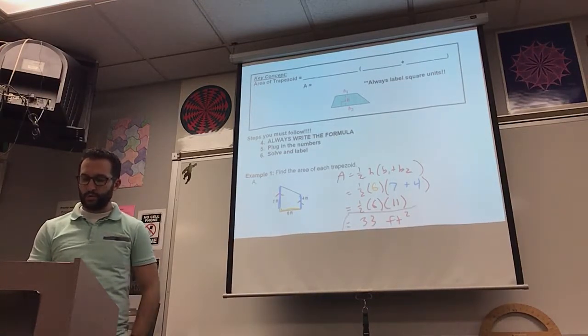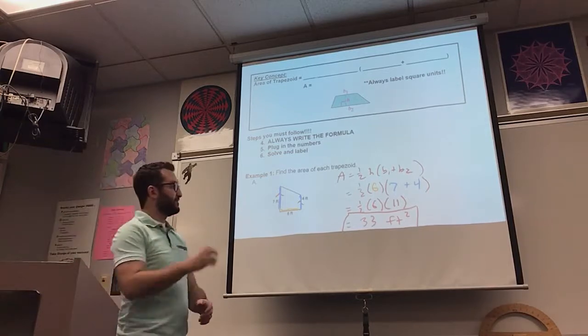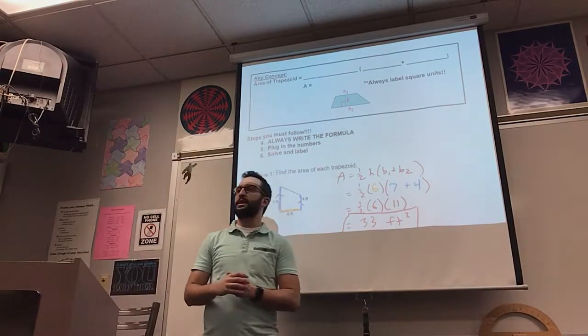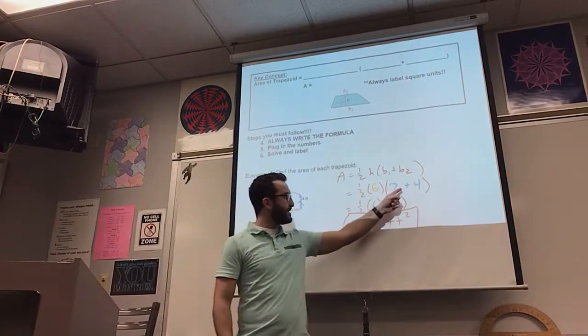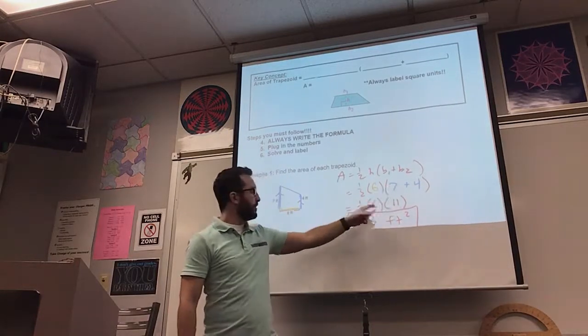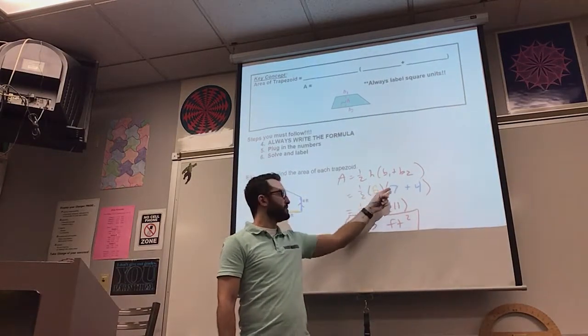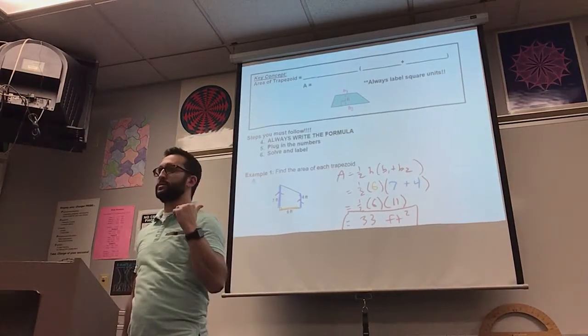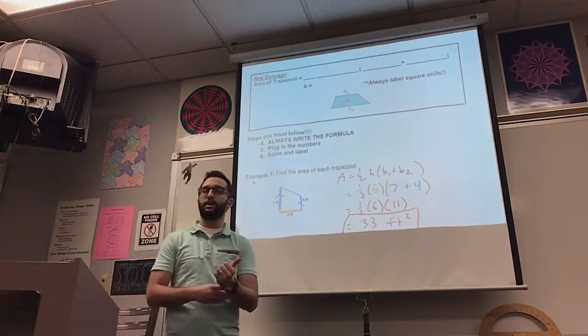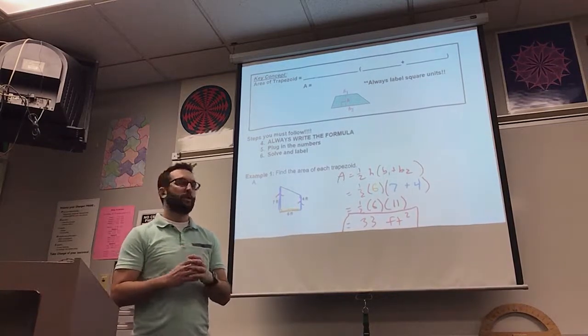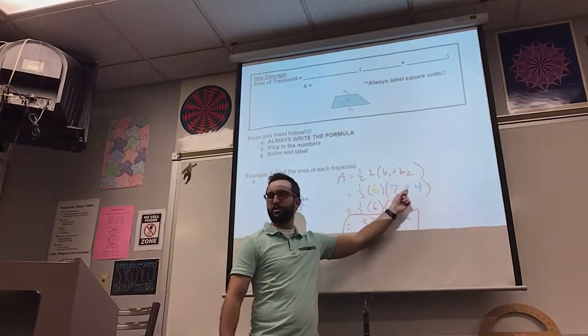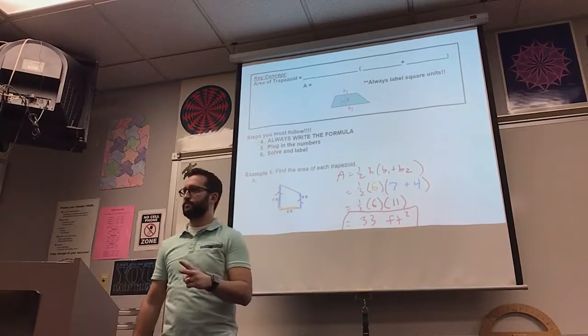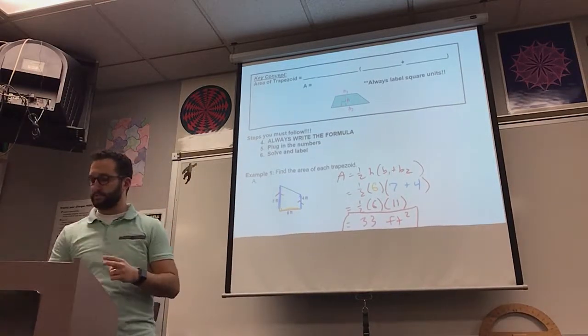Talk to me, how you got 21. What did you enter in? So the way that somebody got 21 is they did not add 4. They did half of 6, which is 3, times 7. They treated it like a triangle. This is not a triangle. This is a trapezoid. How many bases are on a trapezoid? 2. So how many numbers should there be in the base portion of our formula? 2. So there are 2 bases.